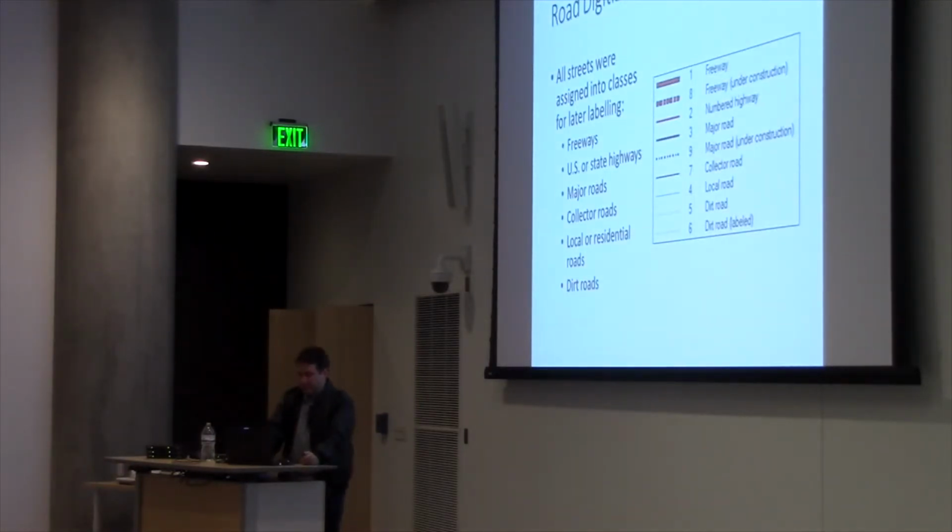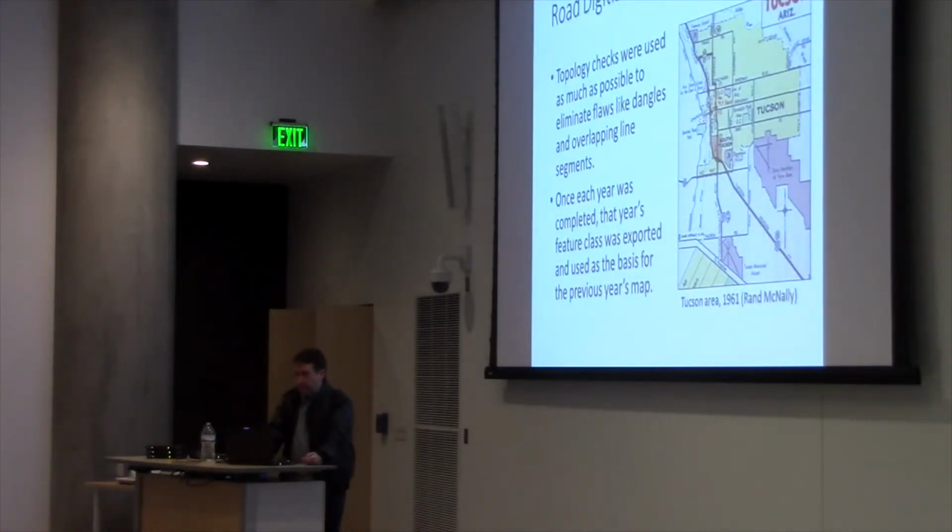Okay, so after I digitized all the roads, I assigned them all into classes. There were 6 main classes, 9 different types because of some weirdness with labeling and showing roads under construction. I put roads into freeways, numbered highways, so that's US or state highways, major roads, collector roads, local paved roads, and then dirt roads. Then after that, I ran some topology checks to try to find dangles, overlapping road segments, stuff like that. And then once each year is completed, like I said, you move backwards.